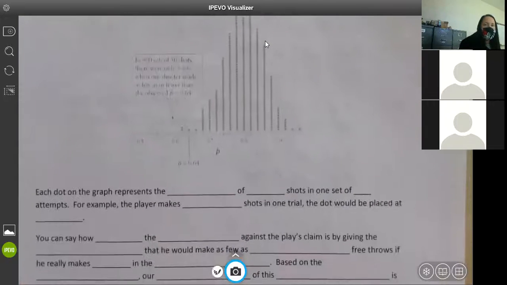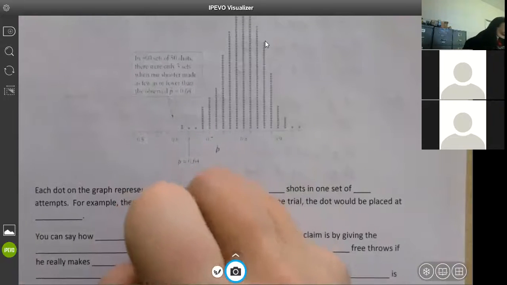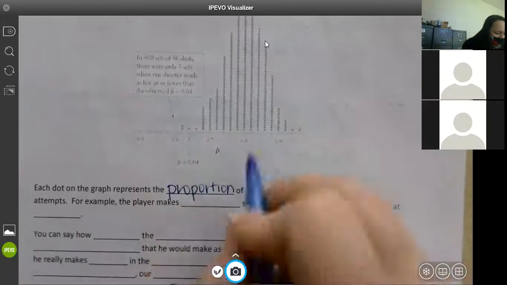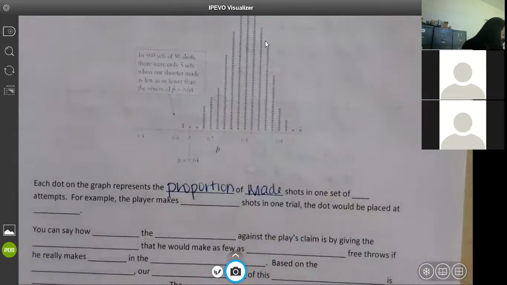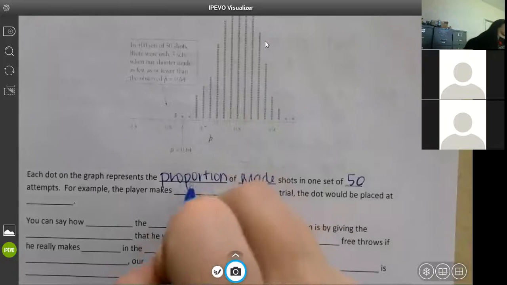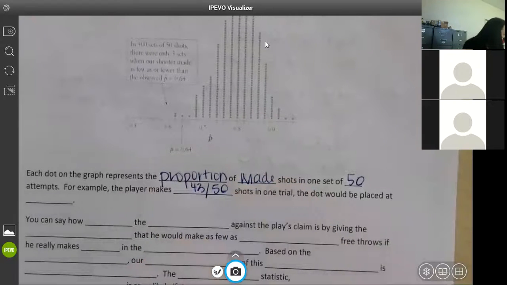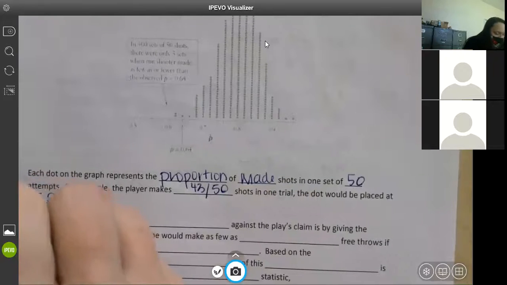Each dot on the graph represents the proportion of made shots in one set of 50 attempts. For example, if the player makes 43 of 50, the dot would be placed at p hat equals 0.86.